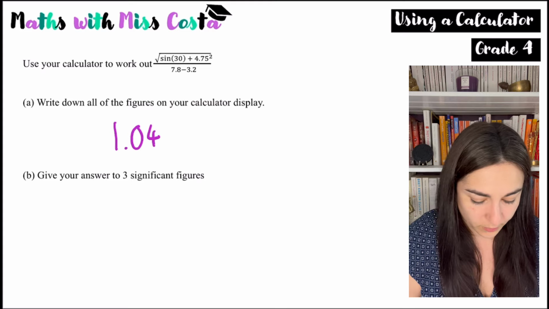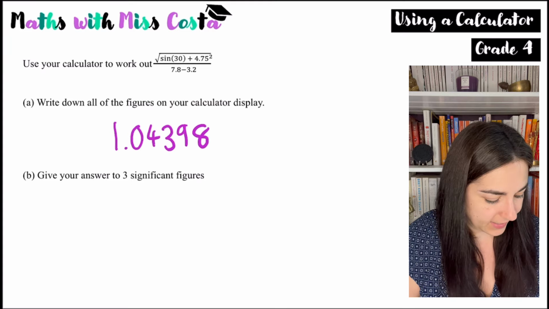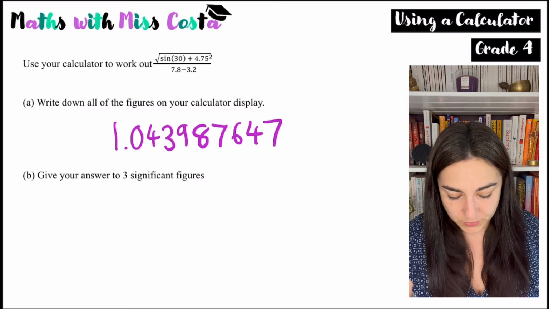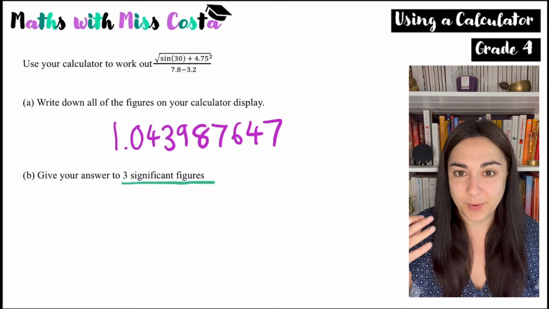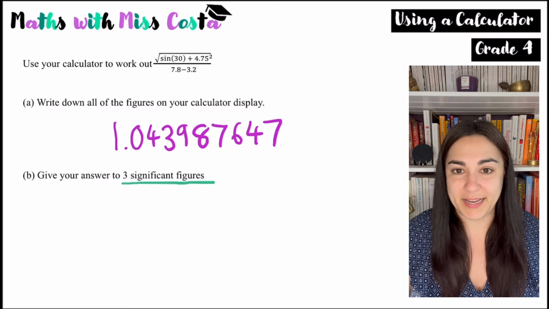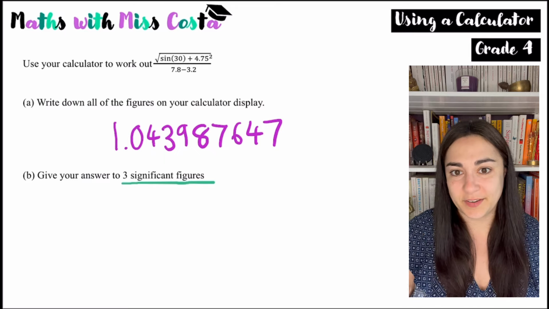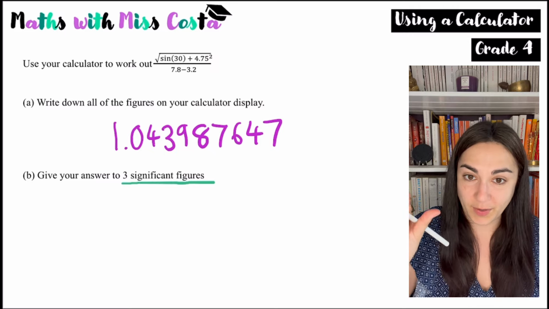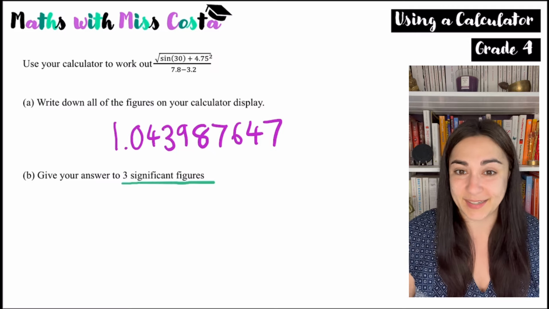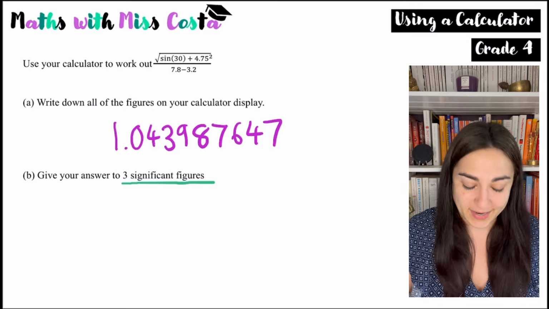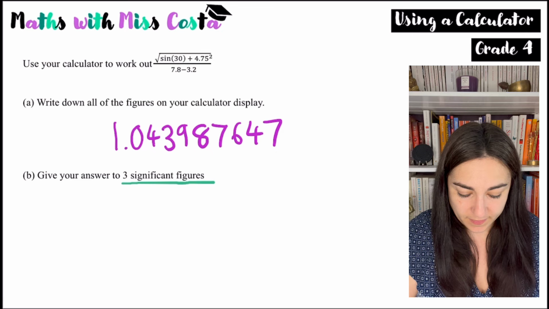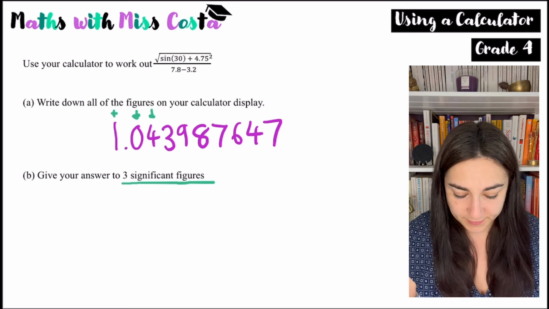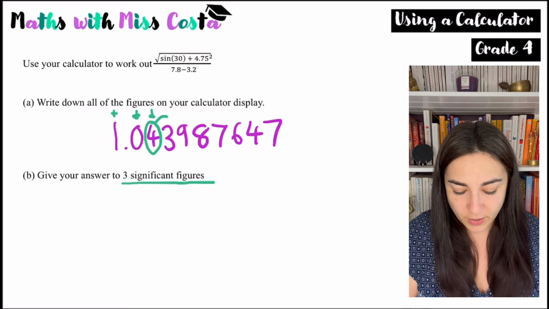So write down 1.043 98767. And then you're asked to round your answer to 3 significant figures. So remember, a significant figure is a place value holder. So when you're rounding to significant figures, the first significant figure is always the first non-zero digit, but when a 0 is trapped in between 2 numbers, then it counts as a significant figure because it's holding a value as a place holder. So this is the first significant figure, this is the second one, and this is the third one. So to 3 significant figures, I'd round the third significant figure, look next door.